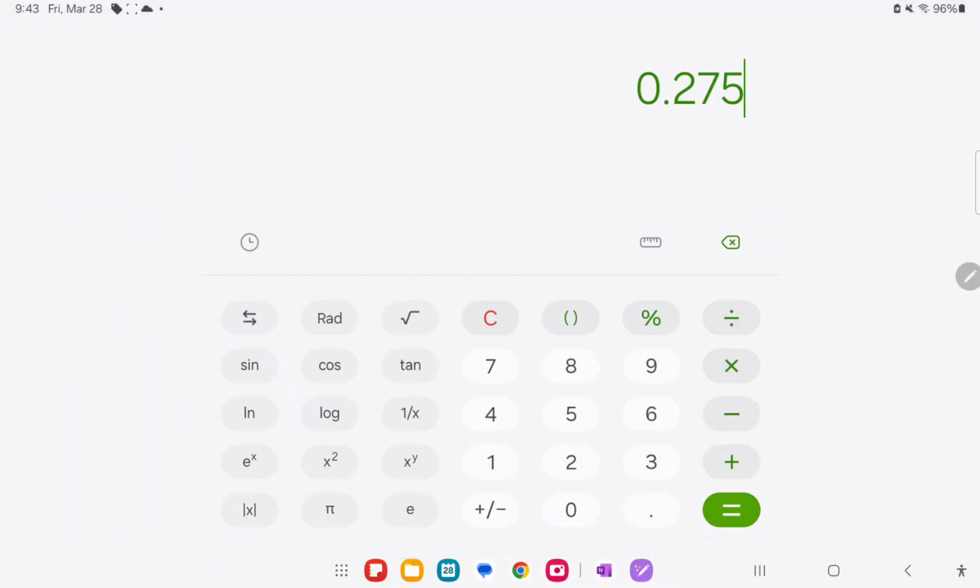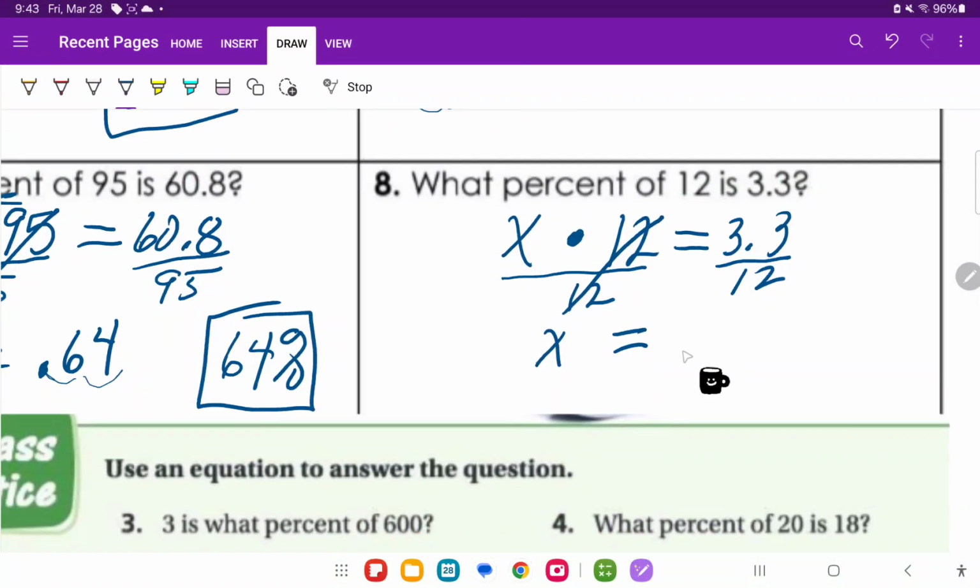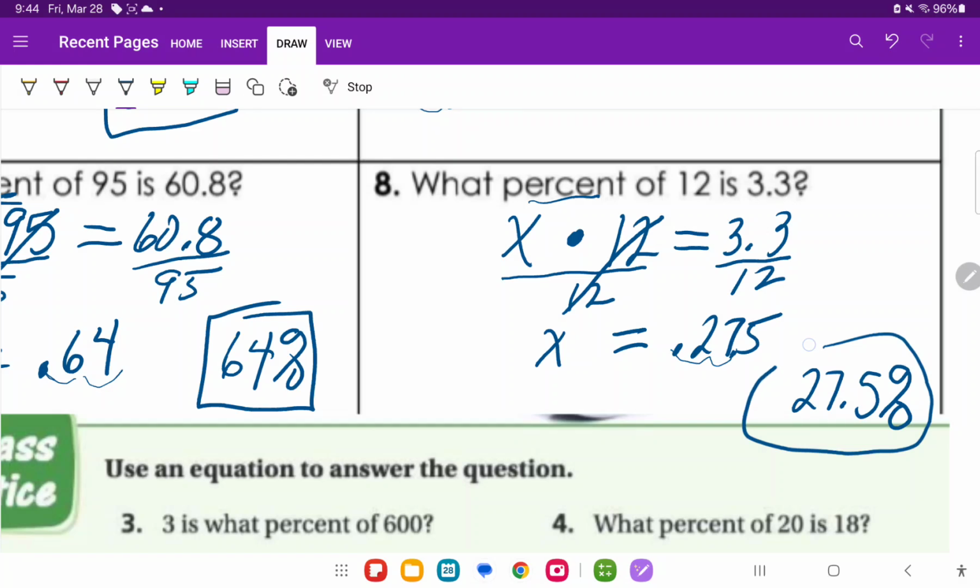So x will equal 3.3 divided by 12, so let's go over here, 3.3 divided by 12, and that gives me, since there's only 3, we'll keep all 3 of those, 0.275. Right? So since it's a percent, 1, 2, so that is 27.5%. Like that right there. Okay, great job.